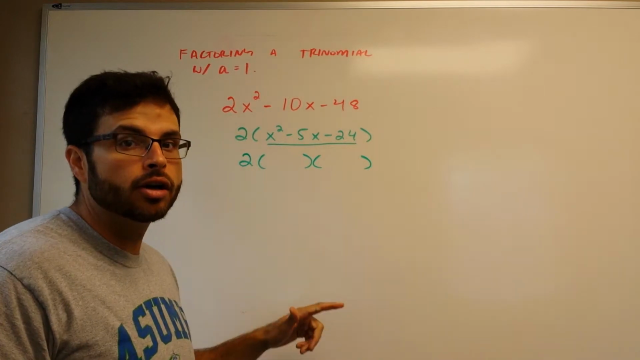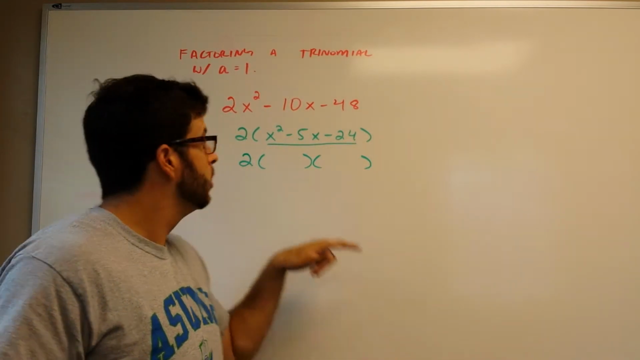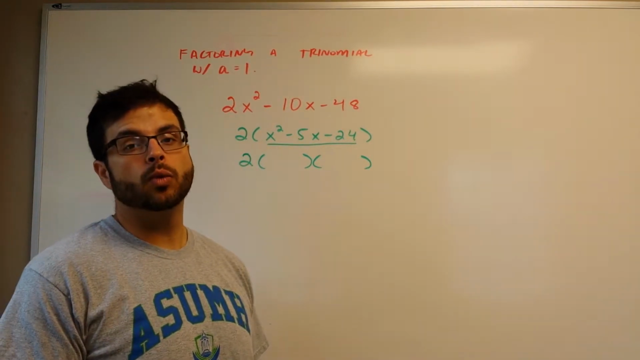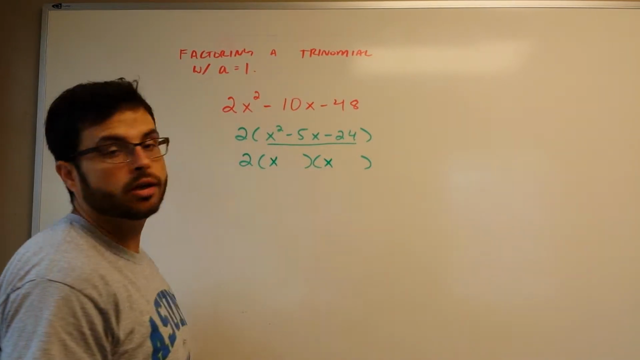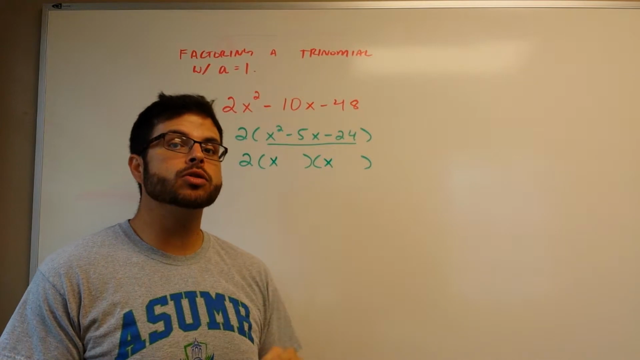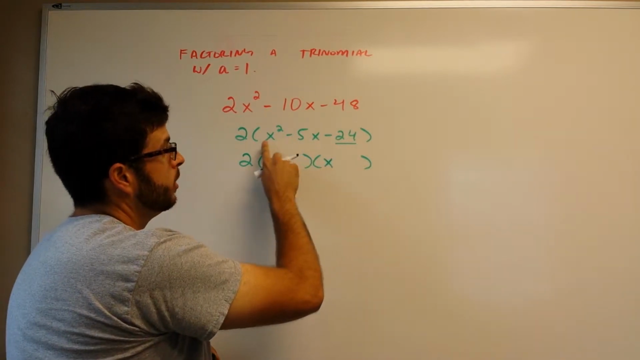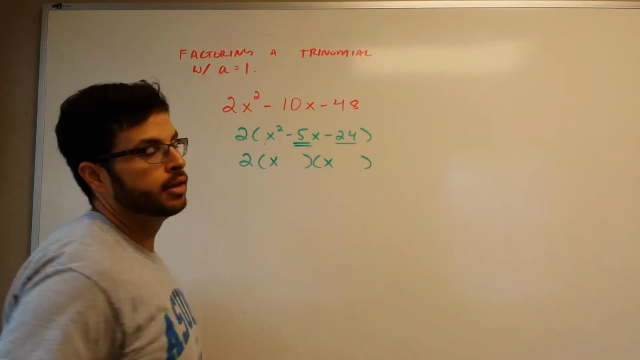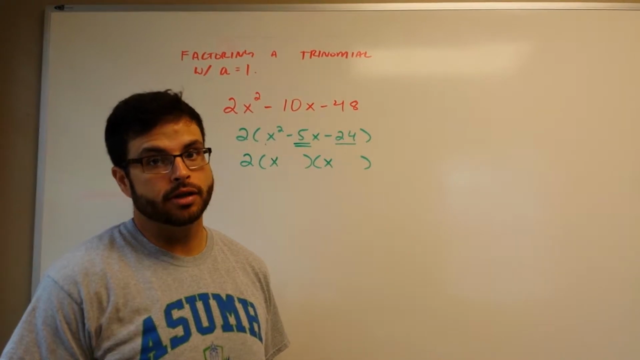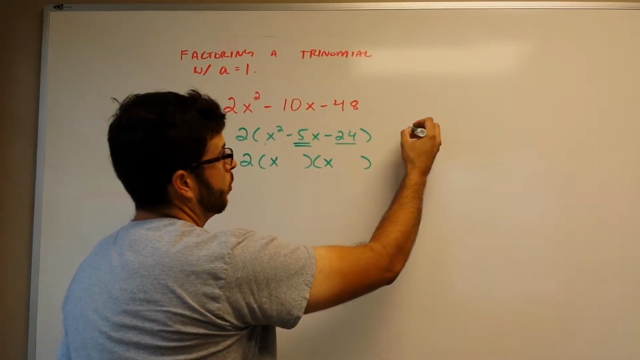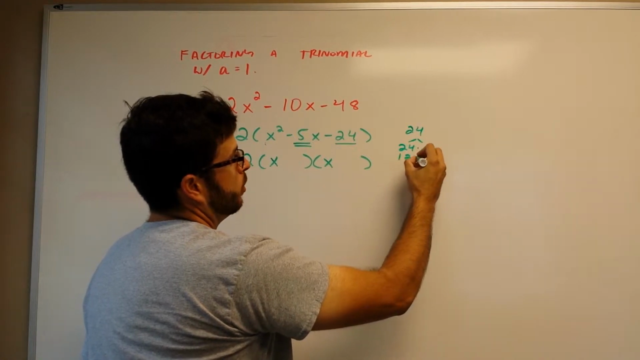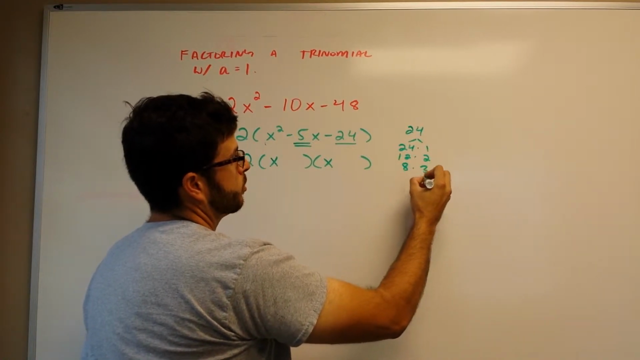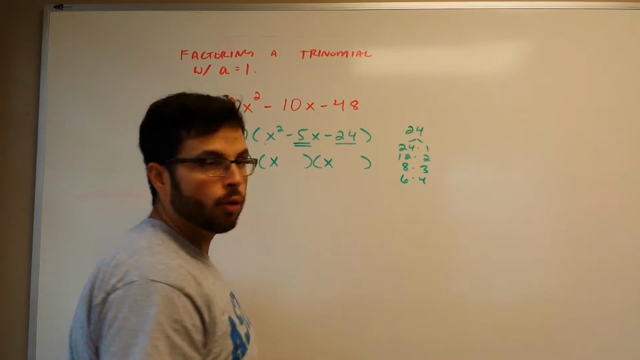Now it is easier if the trinomial factors when x squared is 1. If we pop an x here, we're going to look for 2 numbers that multiply to get our constant and add to get our middle coefficient. Well, if we think of negative 24, well, 24 is going to be what? 24 times 1, 12 times 2, 8 times 3, 6 times 4.